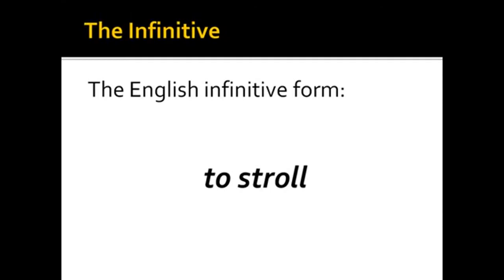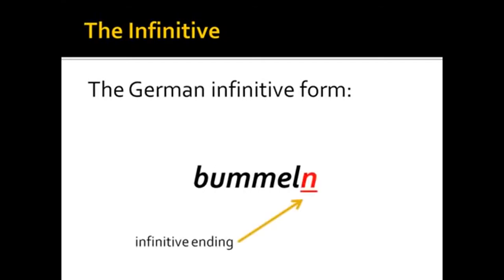There is no person here who's strolling. It's simply the act of strolling. To stroll is fun. Now German has that same concept. German also has an infinitive form. Let's look at the same verb, to stroll, but in German. That would be bummeln. Now you'll notice first thing off that there is no to. German doesn't require two components to make an infinitive form. Instead, what German has is what it calls an infinitive ending on the verb. Here you'll see it's underlined in red.